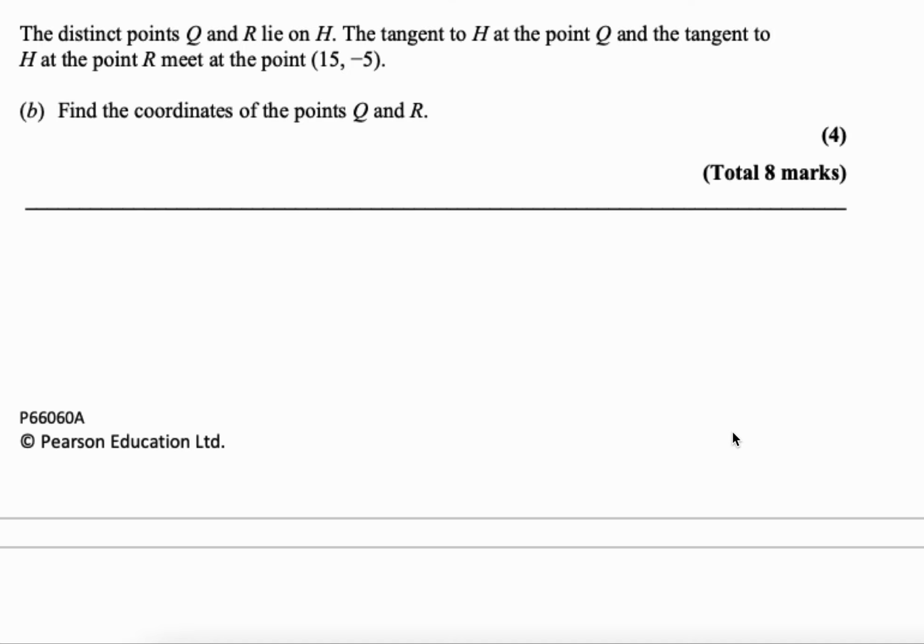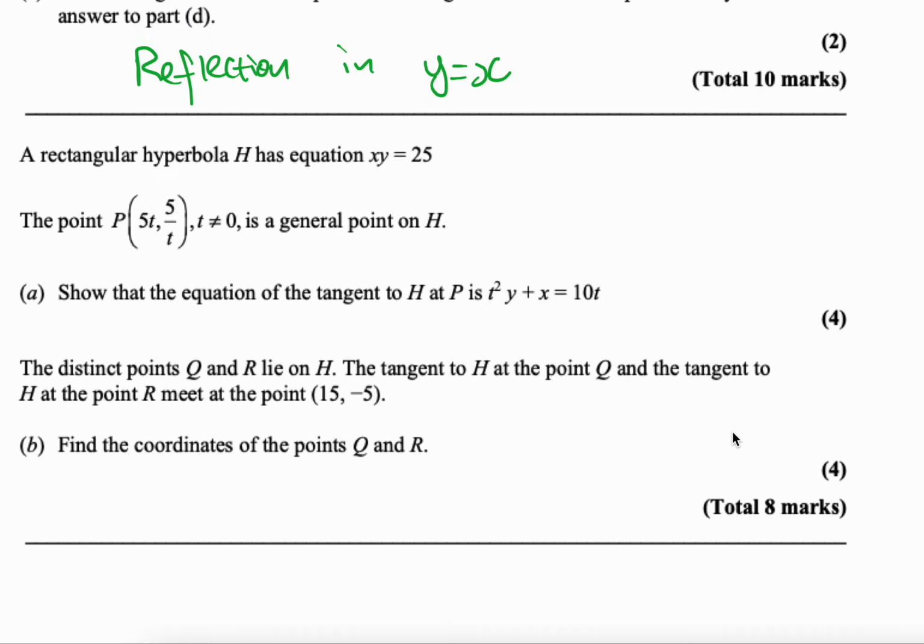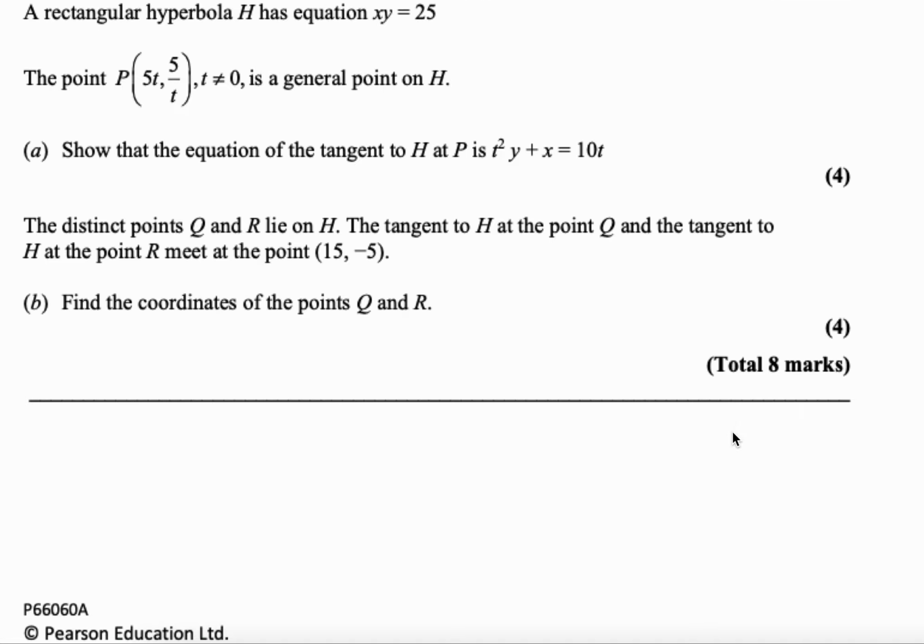The distinct points Q and R lie on H. The tangent to H at point Q and the tangent to H at point R meet at 15, minus 5. Find the coordinates of Q and R. So we have our hyperbola and two points on H, and the tangents at Q and R meet at a point.